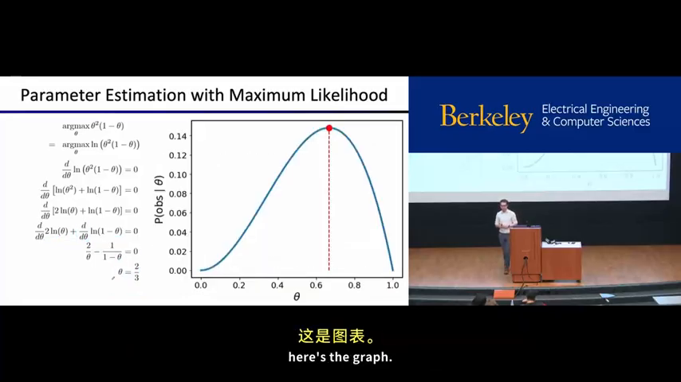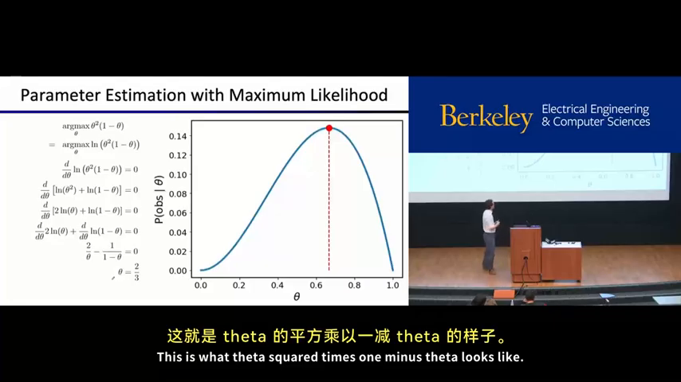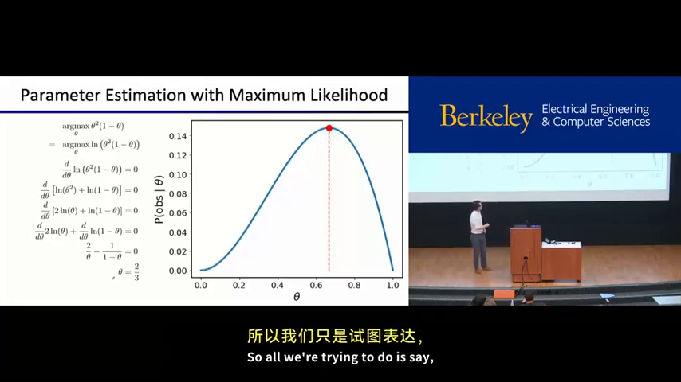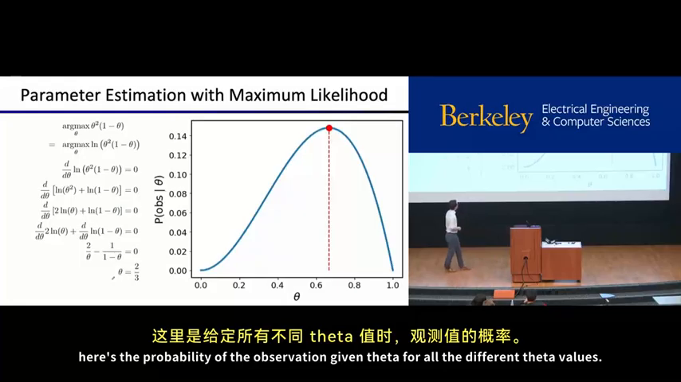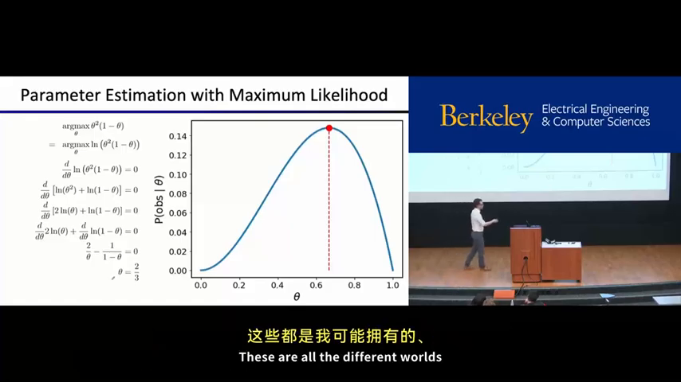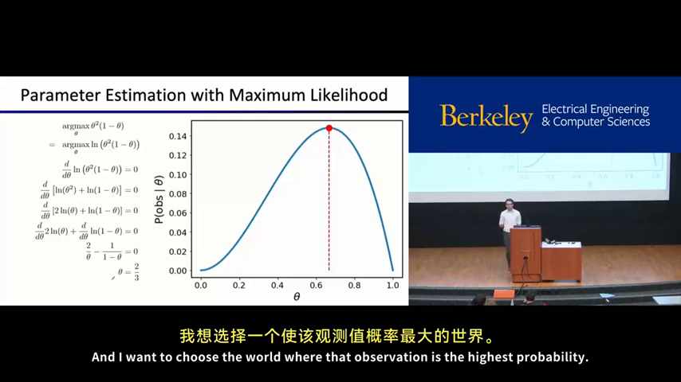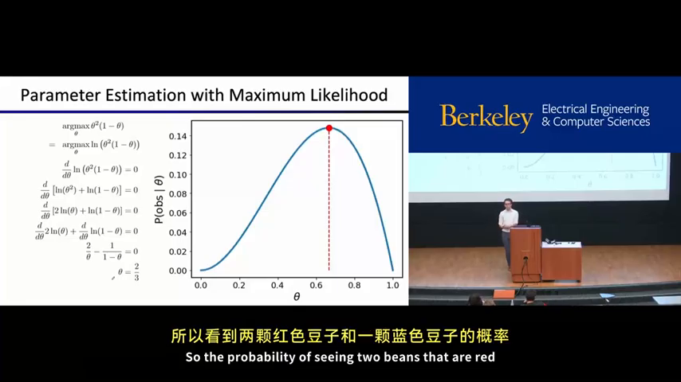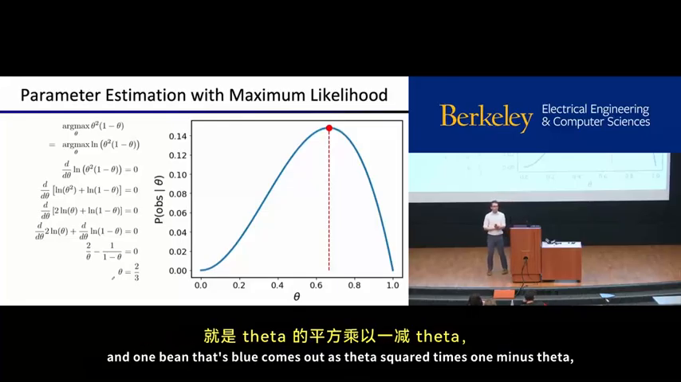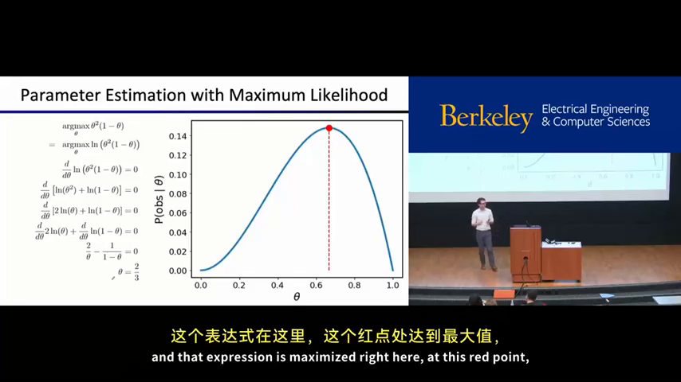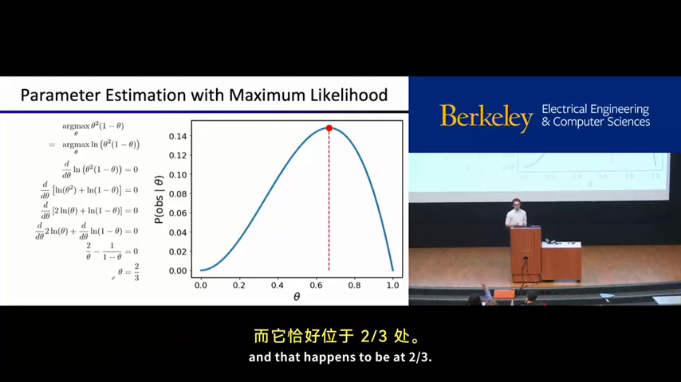here's the graph. This is what theta squared times 1 minus theta looks like. So all we're trying to do is say, here's the probability of the observation given theta for all the different theta values. These are all the different worlds that I might have that are producing this jar of jelly beans. And I want to choose the world where that observation is the highest probability. So the probability of seeing 2 beans that are red and 1 bean that's blue comes out as theta squared times 1 minus theta. And that expression is maximized right here at this red point, and that happens to be at 2/3.